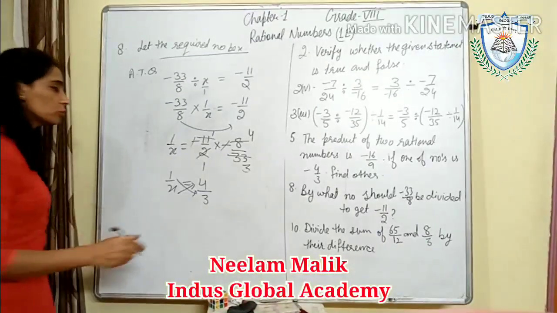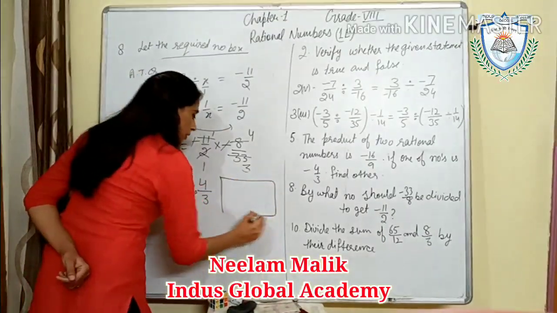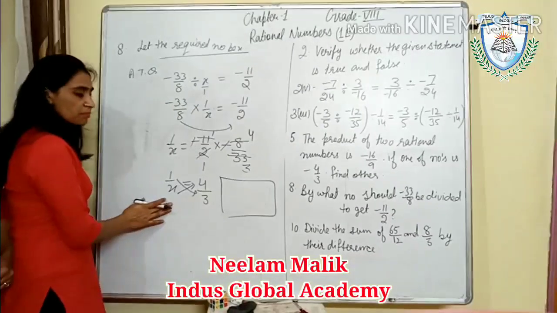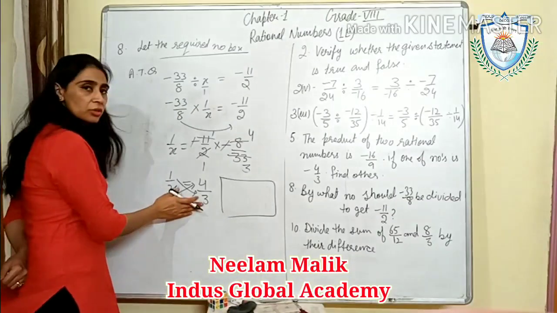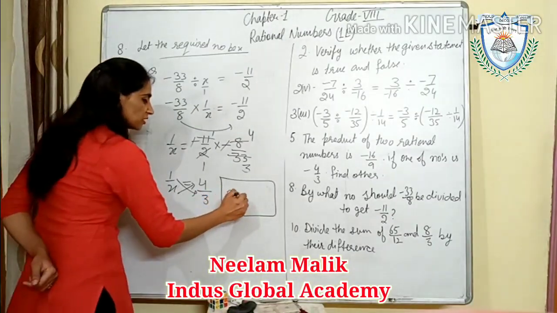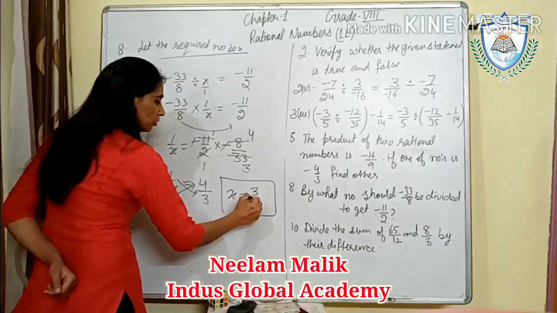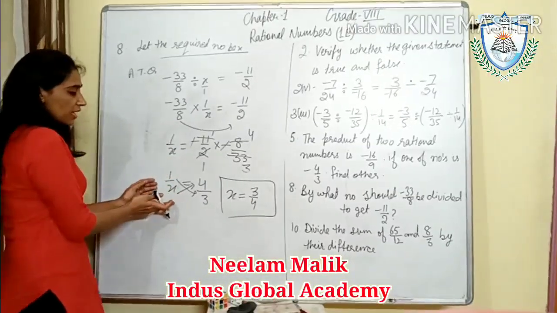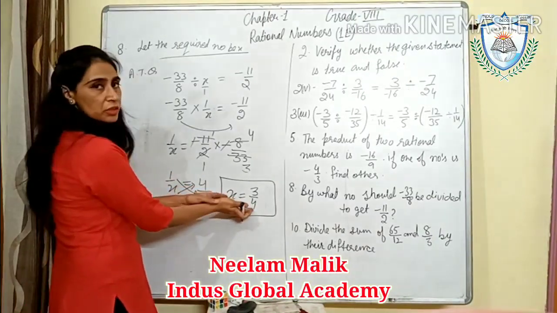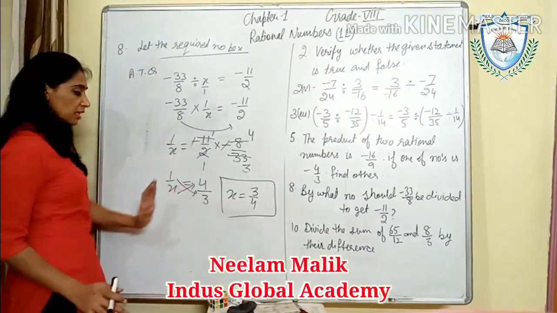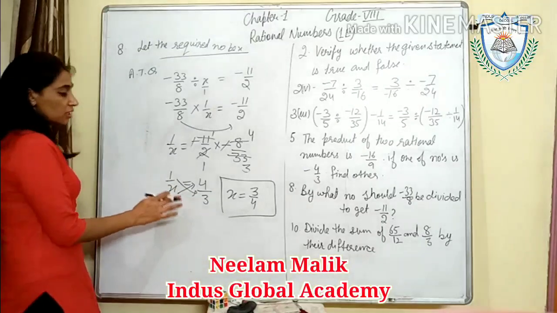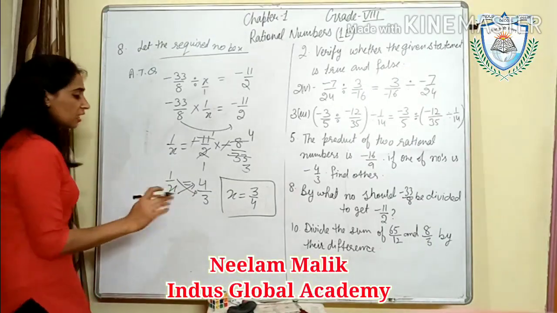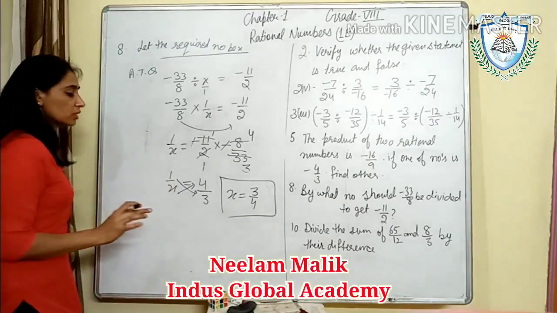So what will be the value of x? There are two ways to do this. One way is simply you can write here 1 upon x is equal to this. So x will be the reciprocal of this. That means 3 upon 4. Means if 1 upon x is this, so what is x? x will be the reciprocal of this. So simply you can write this. Another way is by cross multiplication. You can use any one, whichever one you understand.